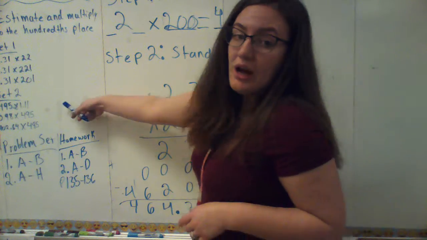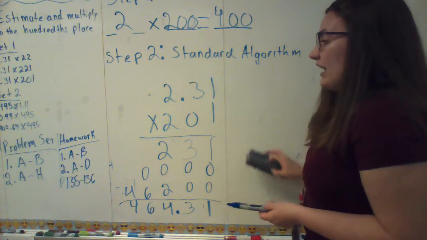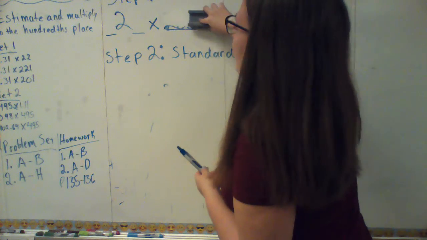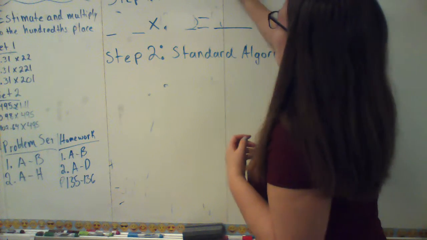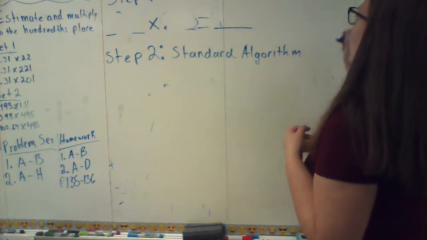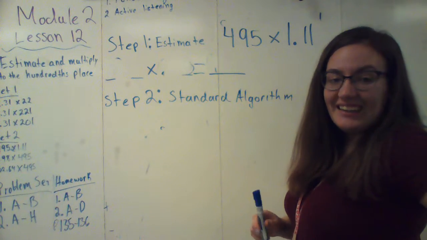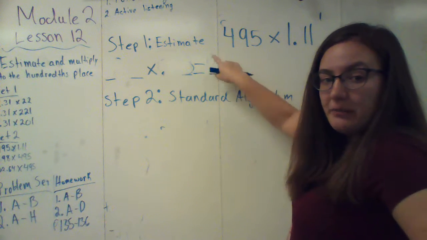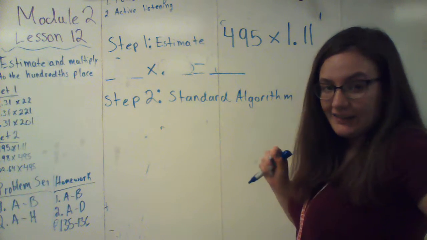Now we're going to move on to set 2, which has some different numbers, so our estimations are going to look a little different. I'm going to erase what I have here and set up your new problem, which is 495 times 1.11, or 1 and 11 hundredths. Now I need to estimate for these, so please pause the video and try to do the estimate parts and the standard algorithm parts on your own, and then replay it once you want to check your answer.